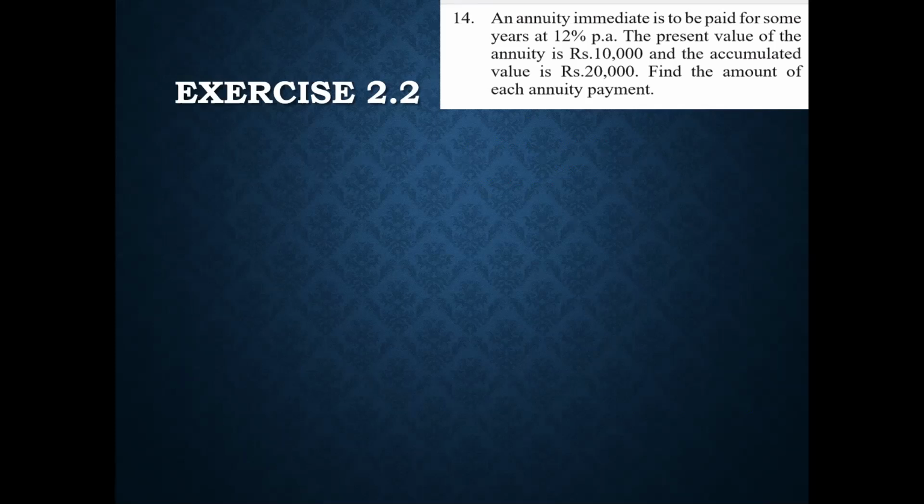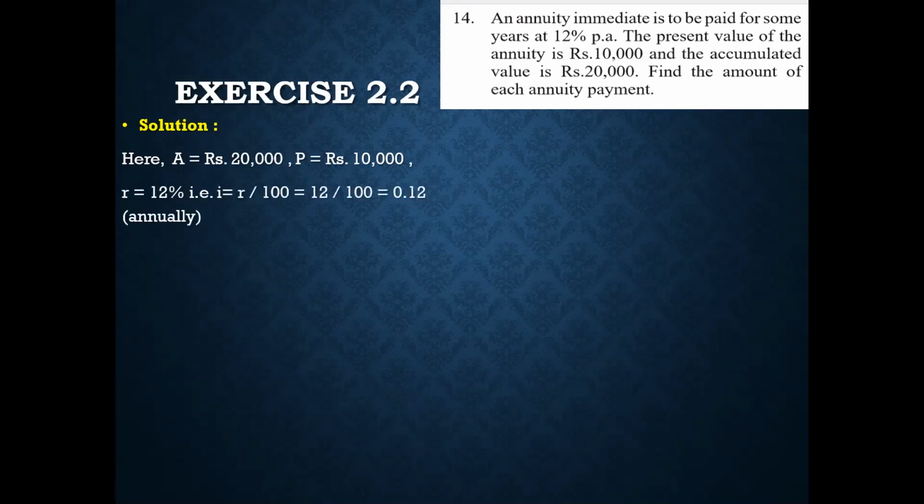Find the amount of each annuity paid. So over here class, you have got many things: present value is given, accumulated amount is also given to you. So A is 20,000, P is 10,000, R is 12%. It is compounded annually, since nothing is specified, so we'll assume that. Which gives you 0.12.